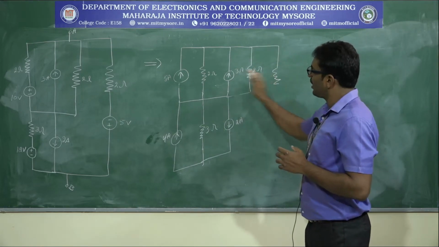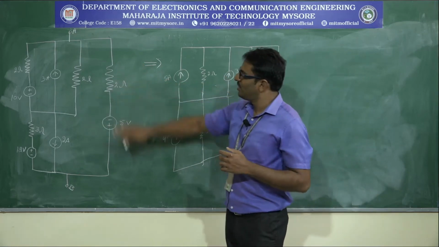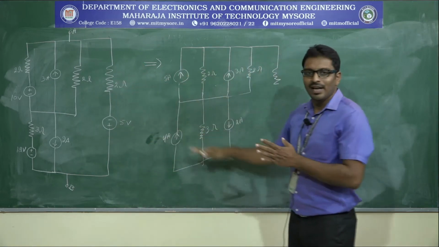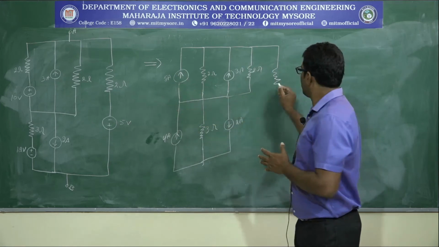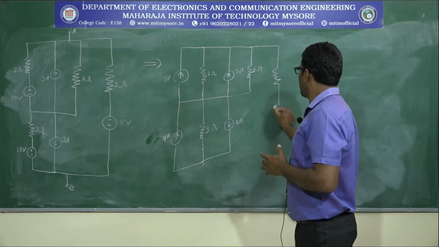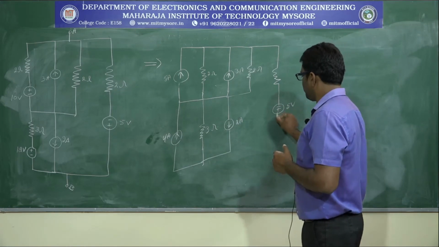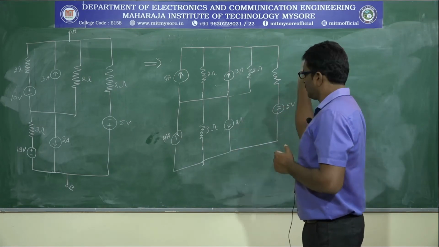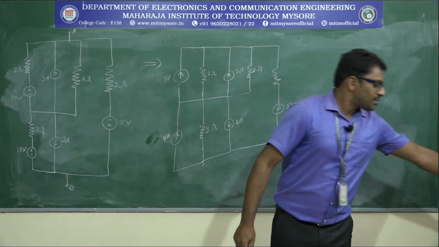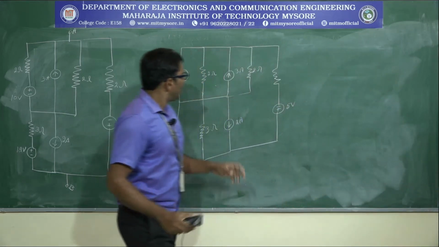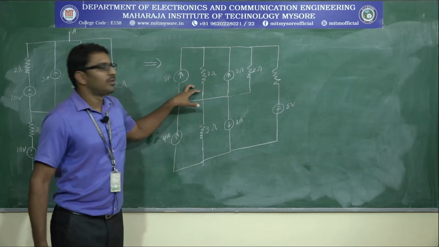Before converting this practical voltage source into a current source, let me complete the first part of the circuit. So this resistance with a voltage source value, minus to plus, 5 volts. Next, I think it's better to simplify in this circuit only.